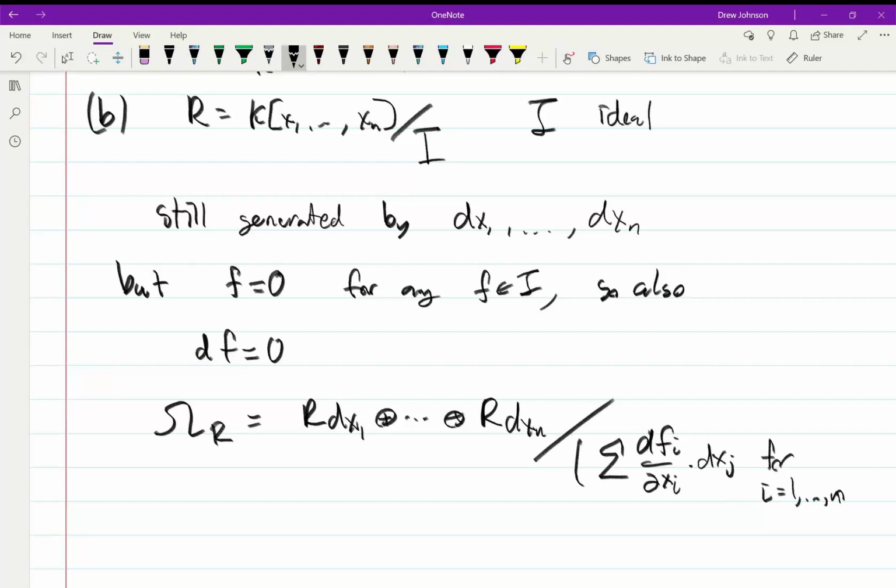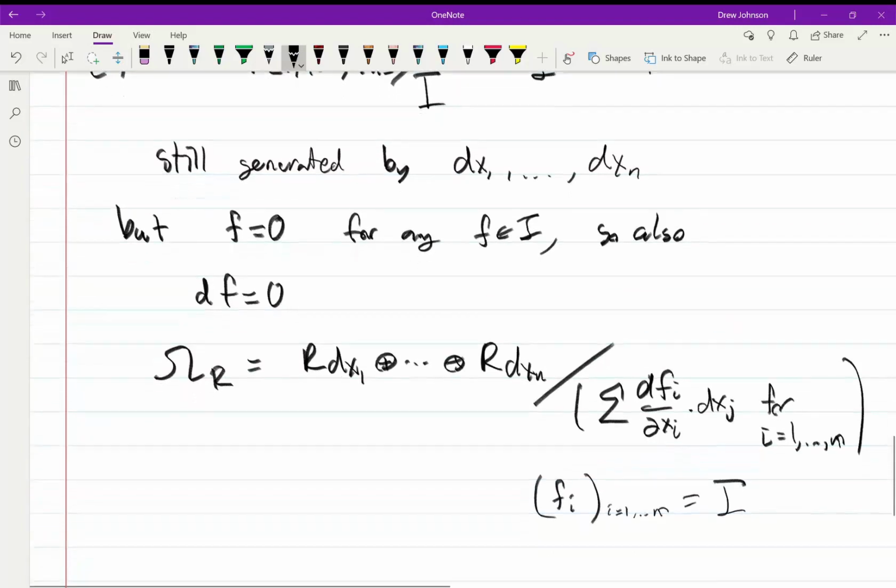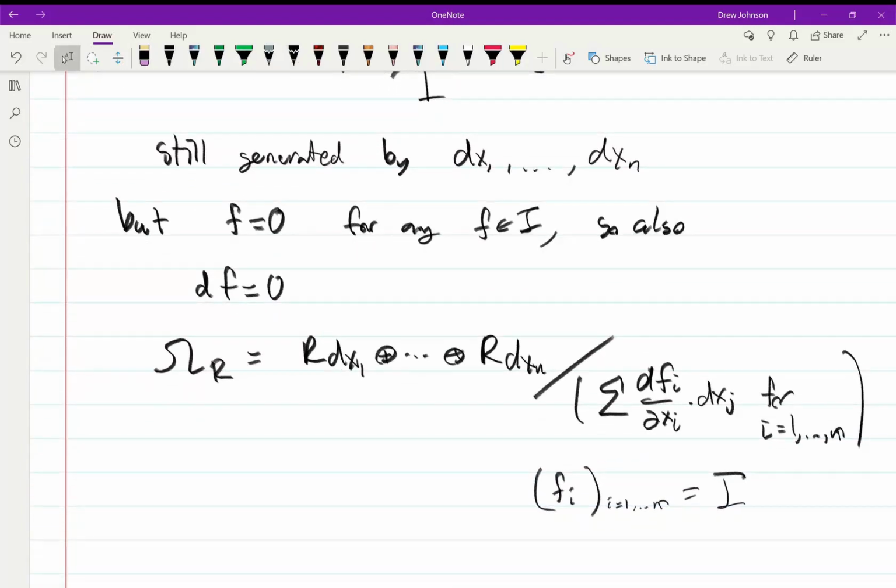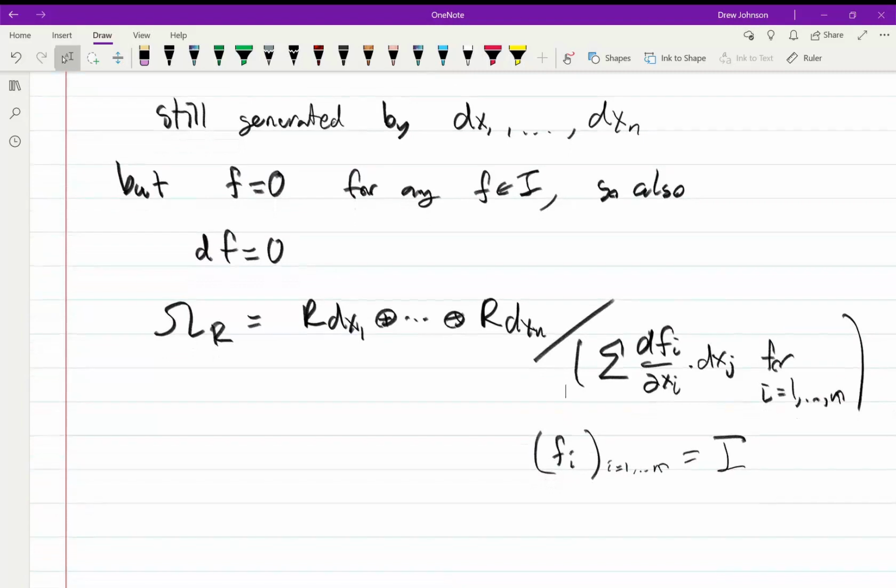Or up to m. And where the fi here are the generators of the ideal. All right, so you only need to do the generators, and that will give you all the relations that you need. Okay, so that's a fairly concrete description of what this module looks like.